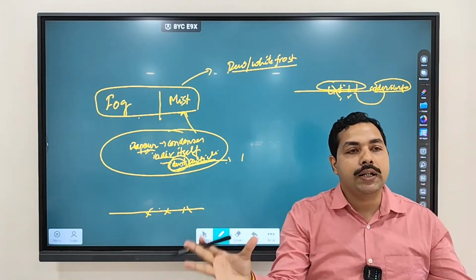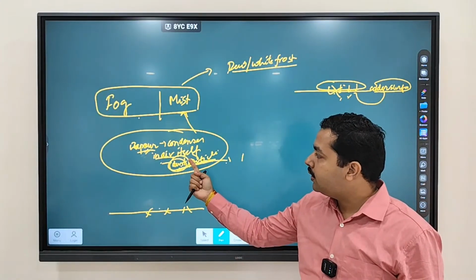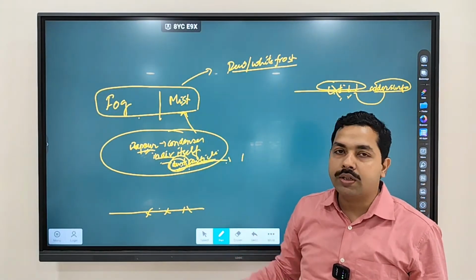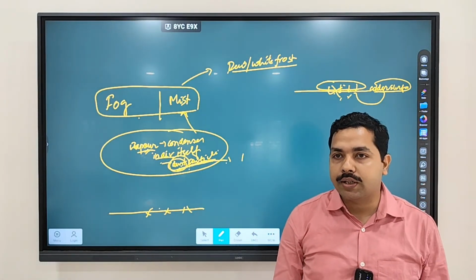So when air condenses in the air itself, then it is going to be called a fog or a mist. Fine. Any doubt regarding this one?